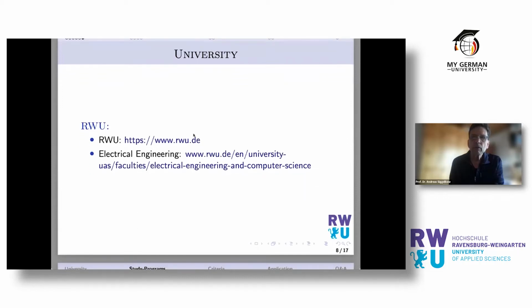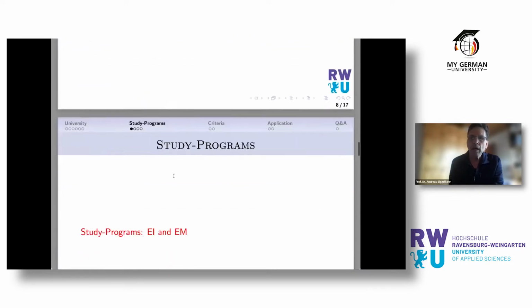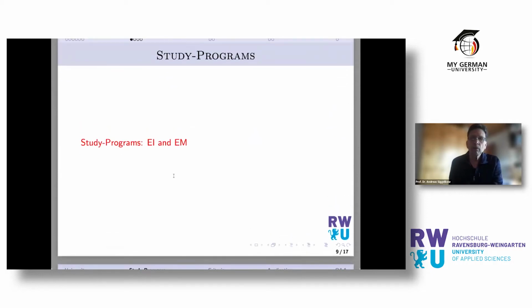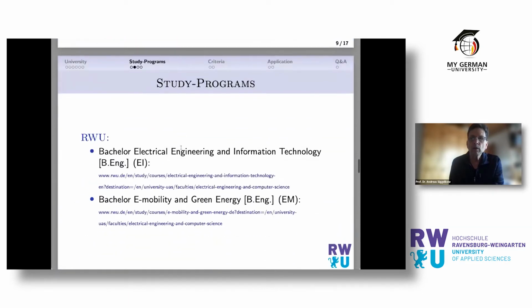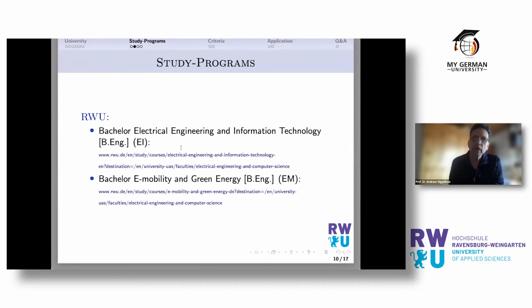If you get the PDFs which I am presenting now, then you can just click on the links here. The RWU has a link, rwu.de, for Germany. The electrical engineering department has its own link, with which you come to the English pages for the electrical engineering department. And inside electrical engineering, we have two study programs for the bachelor's program: electrical engineering and information technology, and information systems. And what I'm presenting now is electromobility, EM for short. For those study programs, we also have two pages on which you can click and get the information.